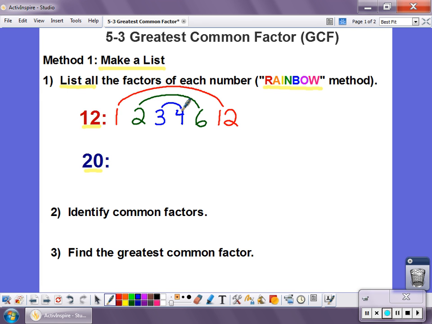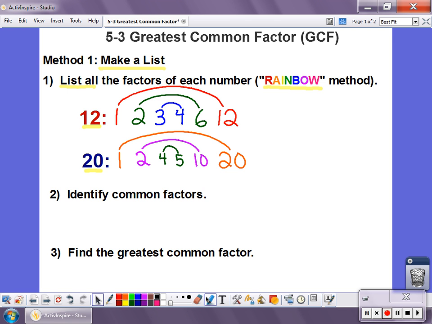All right. Now the next thing I want to do is look at 20. I know 20 can be broken down 1 times 20. So those two factors go together. I also know that 2 times 10 gives me 20. And finally, I know that 4 times 5 gives me 20. And again, I always want to pair up my numbers, so I can see that I didn't forget any factors. So step number 1 is to list all our factors.